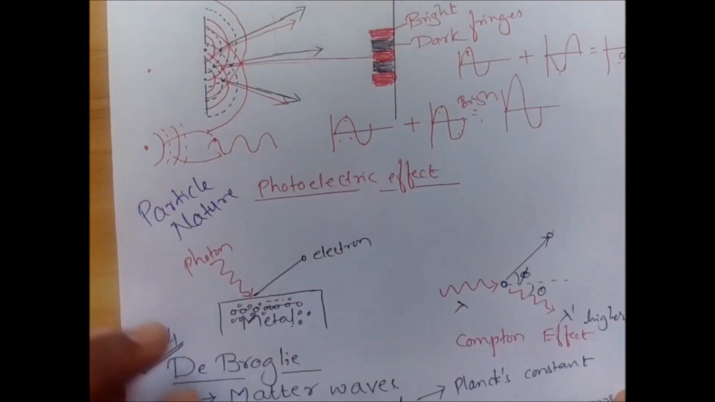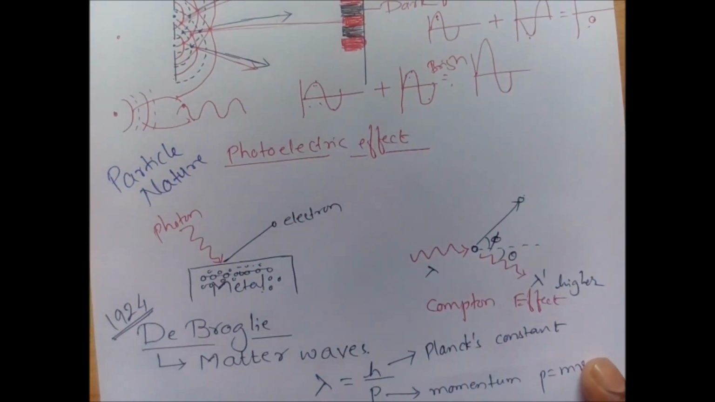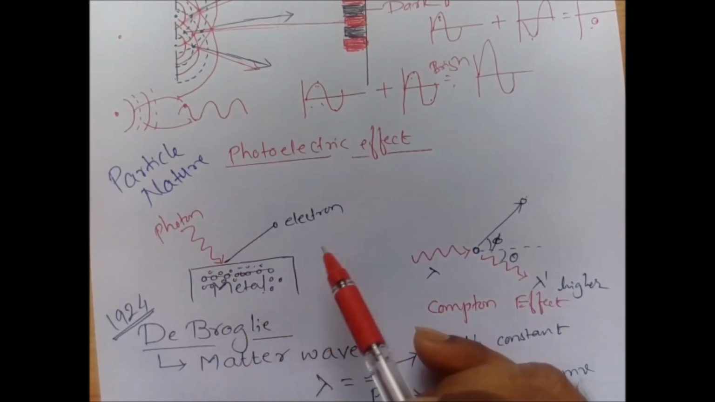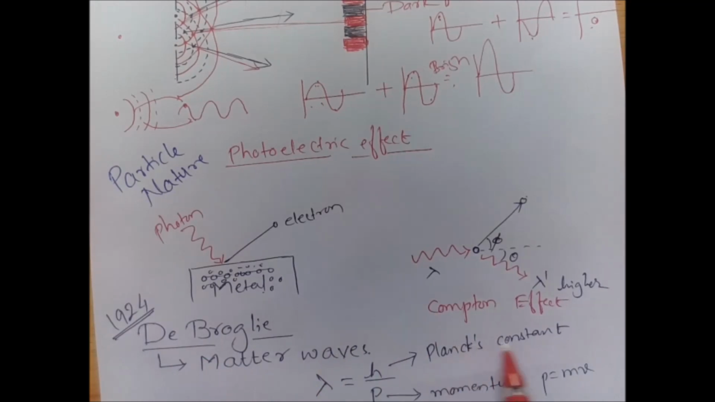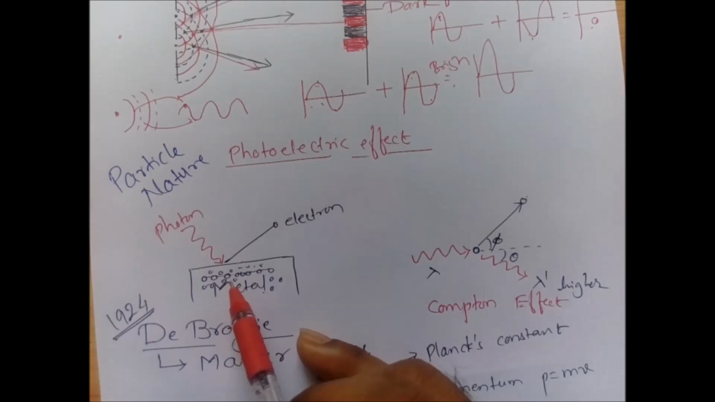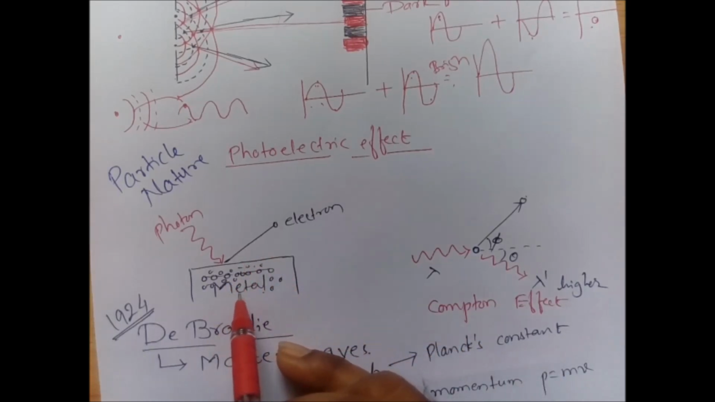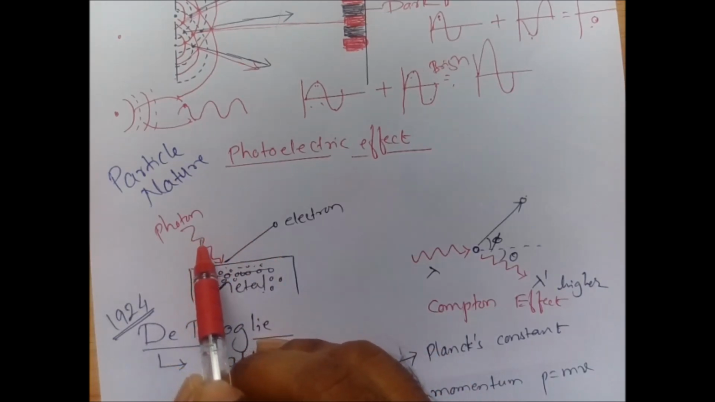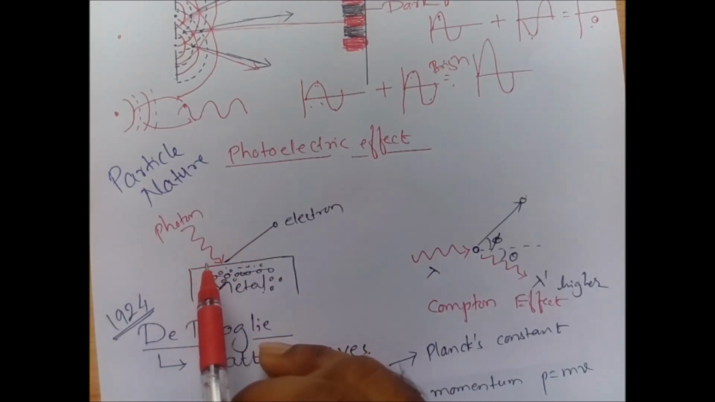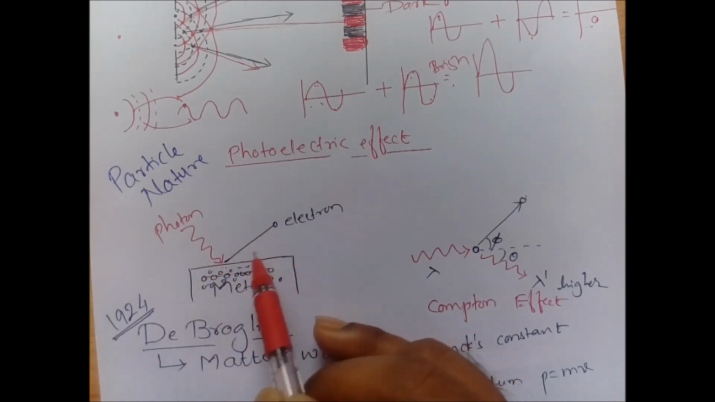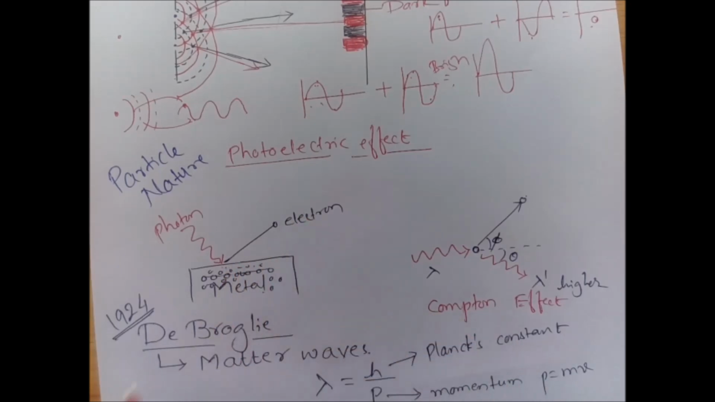Now we have the evidences for the particle nature, right? To prove that light has the particle nature, we have the photoelectric effect and the Compton effect. Einstein has explained that when light hits the metal surface, an electron is ejected. That means the photon is treated as a particle over here. The collision is happening. This is hitting this and knocking this electron, and the electron is ejected. This is the particle nature.